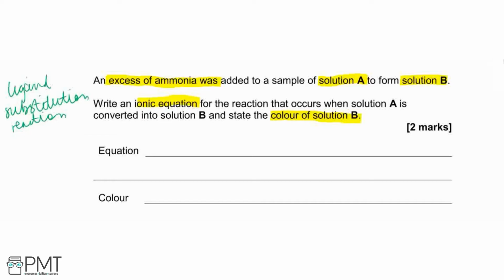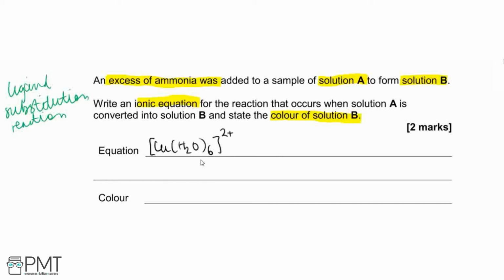So for our equation, let's start by writing out the complex which we started off with. So our solution A was this formula here. And the key thing is we need to write down an ionic equation. So solution A had the chloride ions ionically bonded there, but these are not actually taking part in our reaction because they're not a ligand, so they're not going to be substituting in or out.